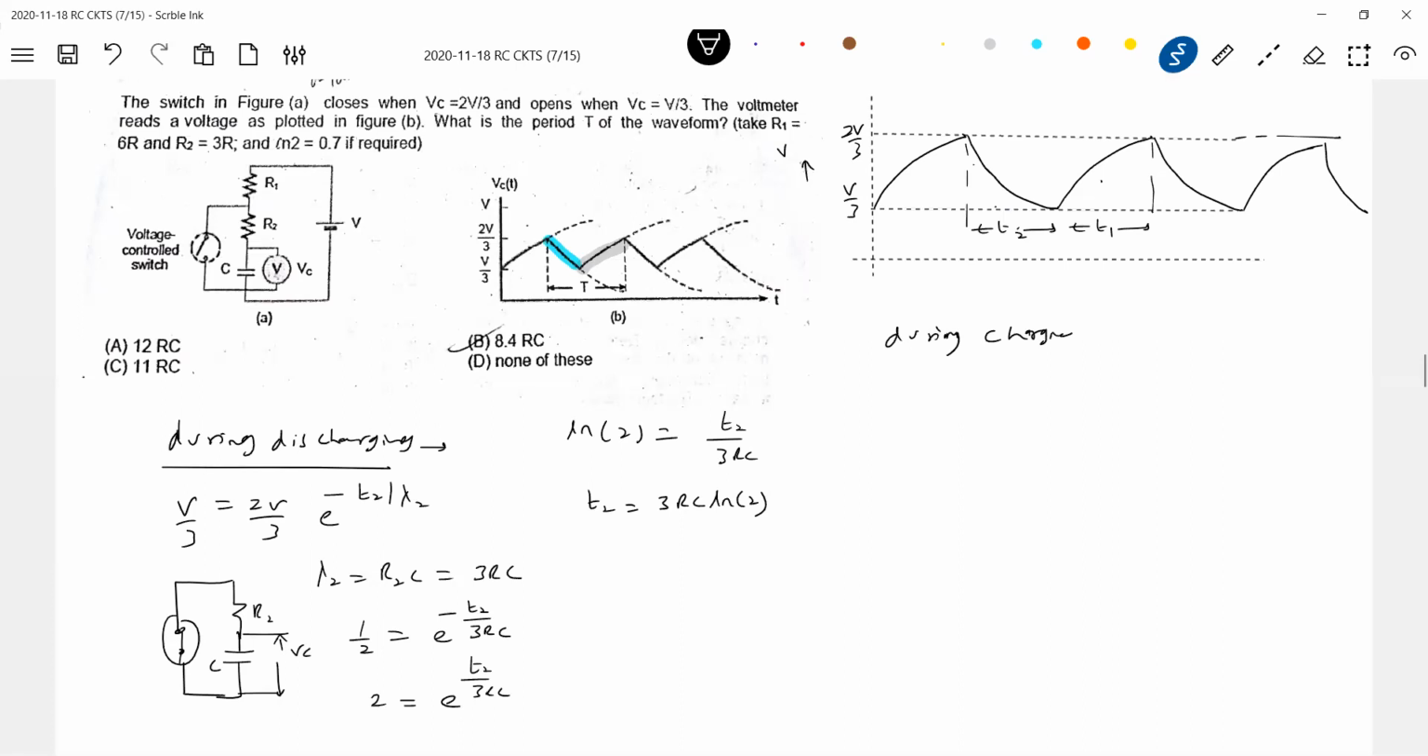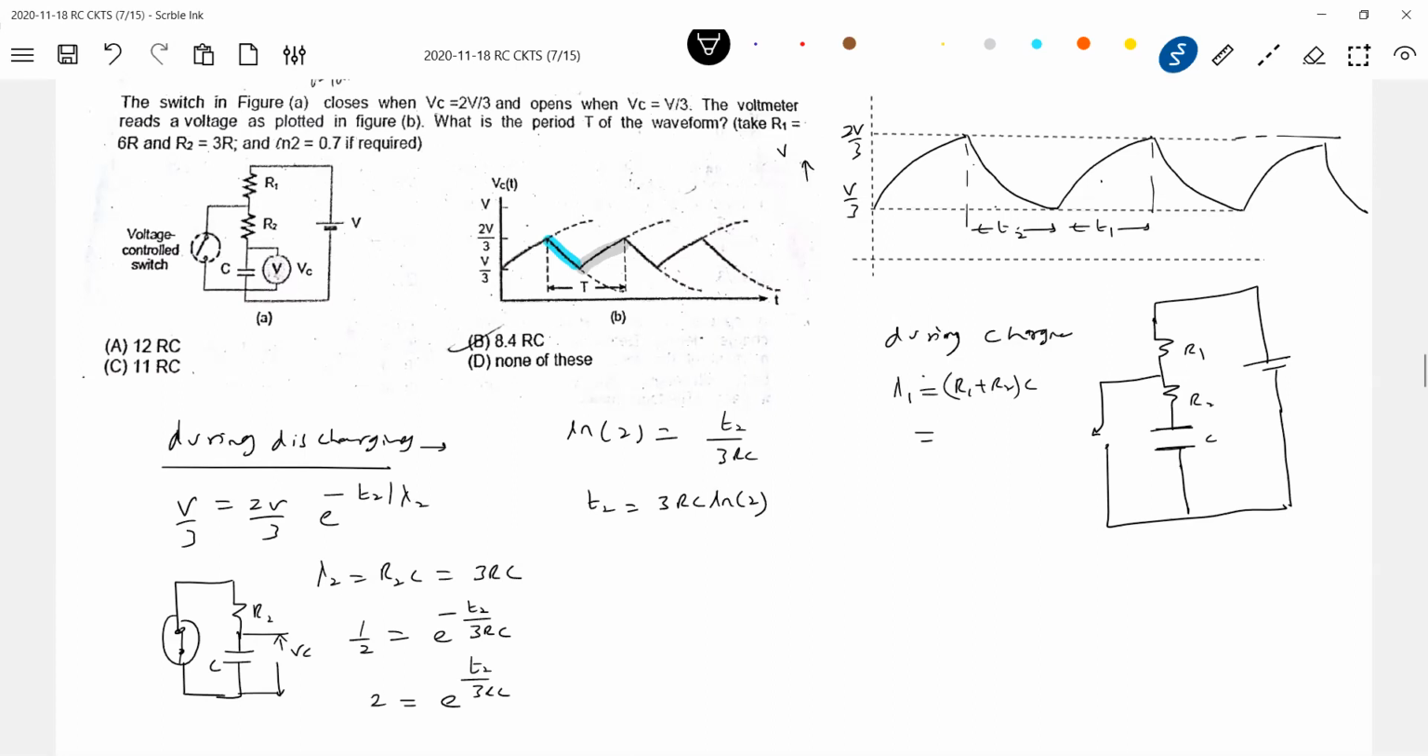During charging, the switch will be open. So when the switch is open, you only have to read the question, nothing big. If the switch is open, what is the charging? What is the time constant of the circuit? It will be (R1 plus R2) into C. So the time constant of the circuit will be (R1 plus R2) into C. This will be, I think, R1 is 6R plus 3R, into C. 9RC is lambda 1.